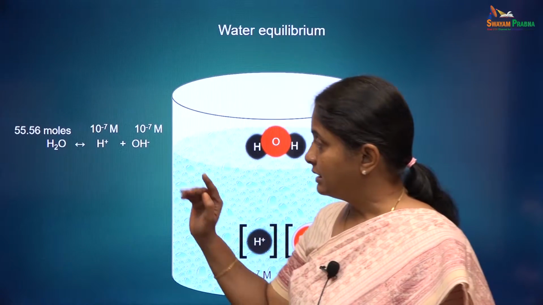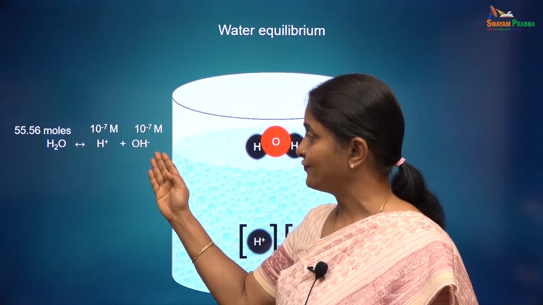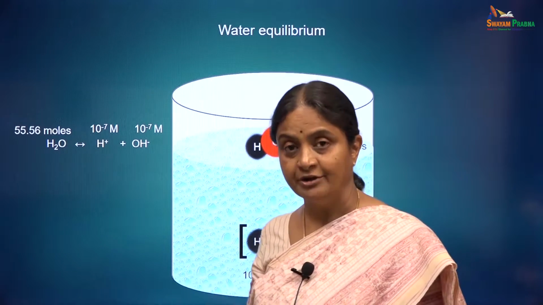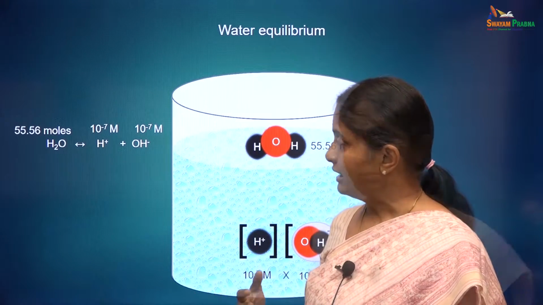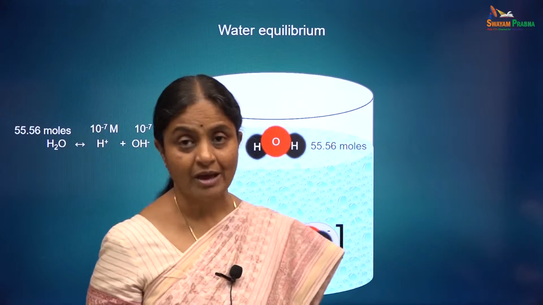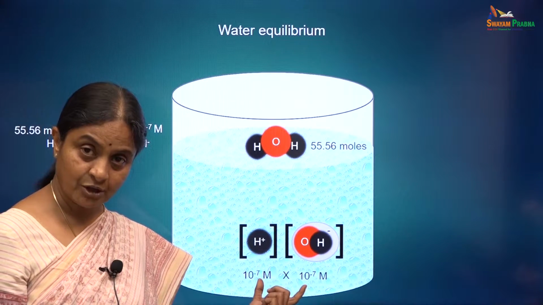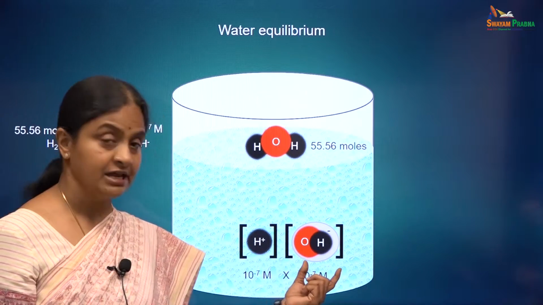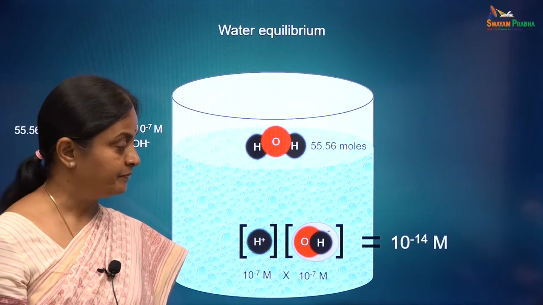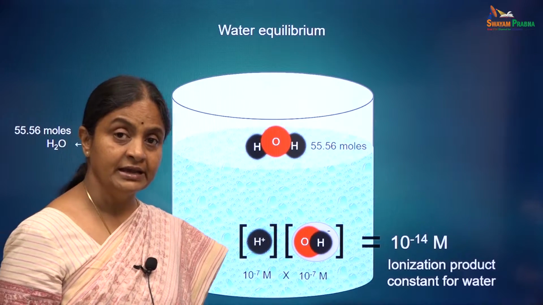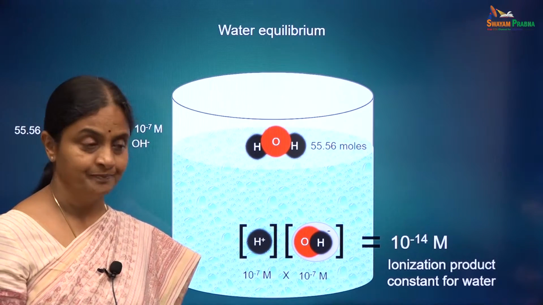Addition of acid, which will yield more free hydrogen ions, or addition of an alkali, which will yield more hydroxyl ions to a liter of water, will disturb the water equilibrium. At equilibrium, or when you have a liter of water, the rule of chemistry is that the product of the concentrations of hydrogen ions and hydroxyl ions will have to be 10 to the power minus 14 molar. This is called the ionization product constant for water and has to be that value.